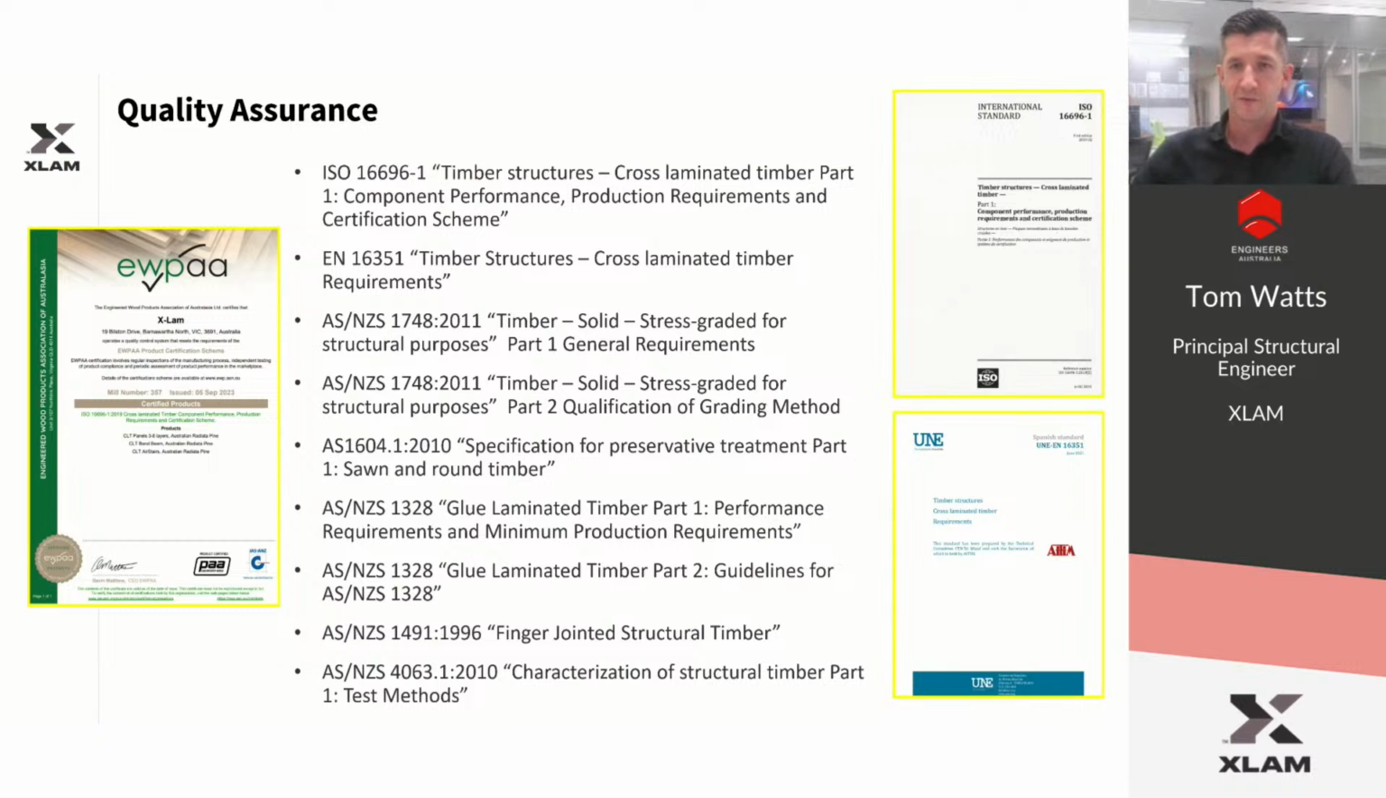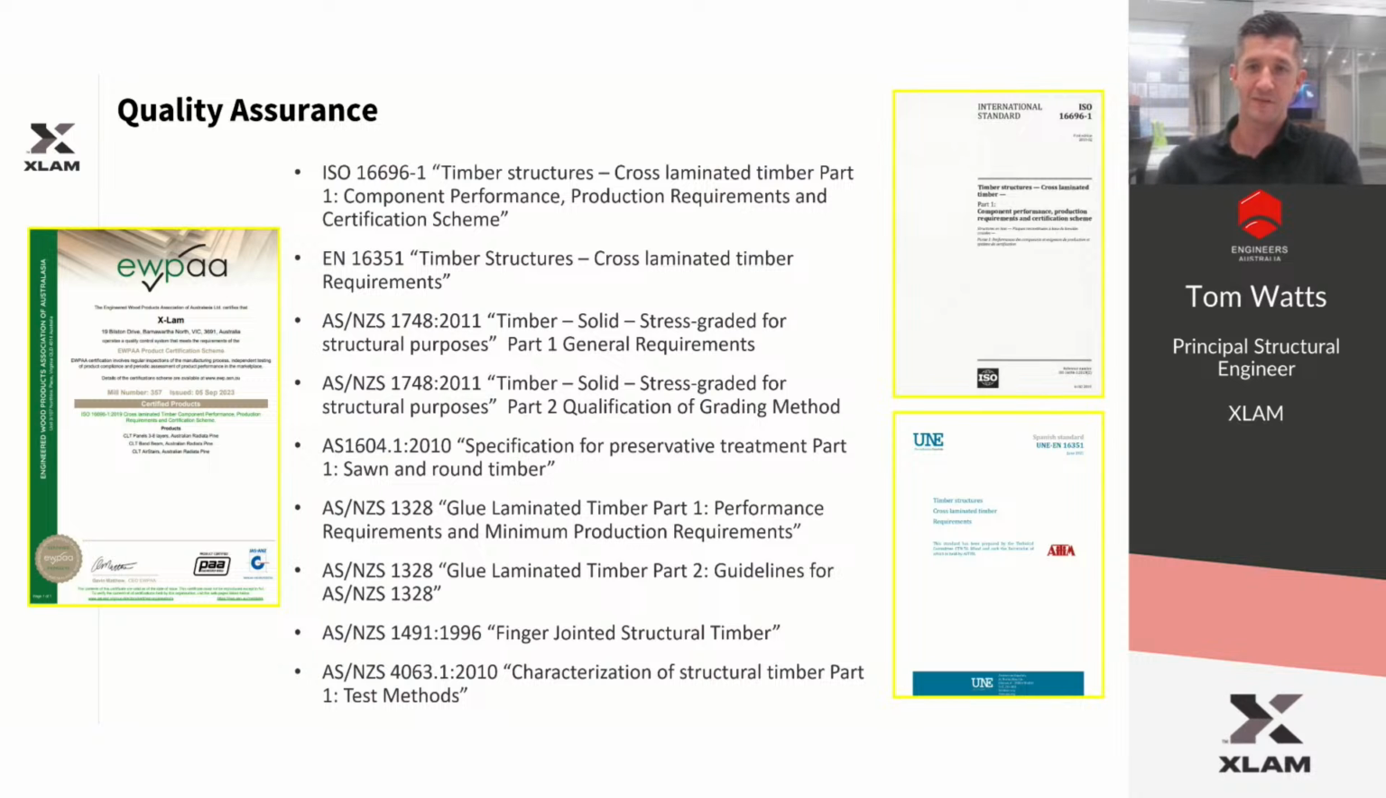So to support our customers to use CLT as an alternative timber product, as I mentioned, under those acceptable products under 1720, we've sought a certification for the XLAM panels by the EWPA, the Engineered Wood Products Association of Australia, and they have a product certification scheme that XLAM is now qualified under. What the certification entails is that it basically certifies that the XLAM panels have been manufactured, or can be manufactured, to ISO 16696 timber structures. Full title is there on the screen. I won't try and read through the whole thing.